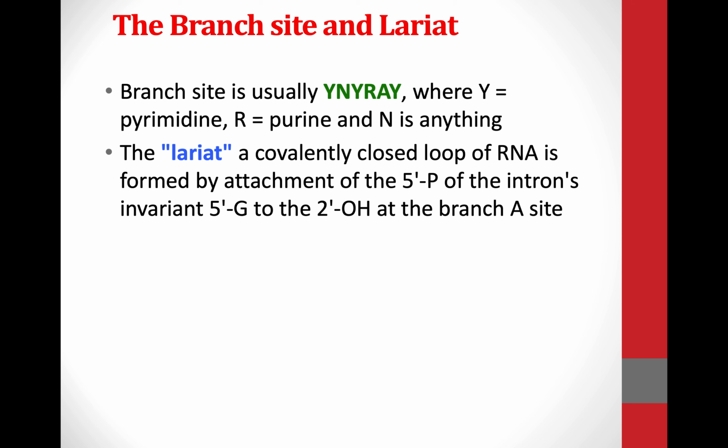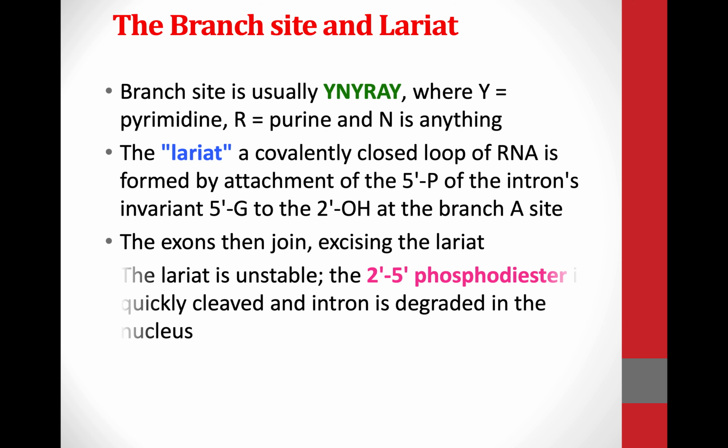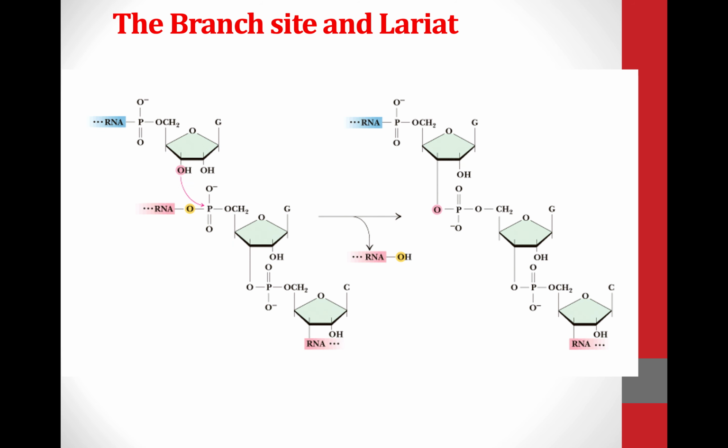The lariat, or the branching that you saw, is a covalently closed loop of the RNA, which is formed by attachment of the 5' phosphate of the intron's invariant 5' G to the 2' hydroxyl, OH, at the branch A site. So when the exons are then joined, the lariat is excised. The lariat is usually unstable after it has been cut off, hence the 2'-5' phosphodiester is usually quickly cleaved, and the intron is degraded in the nucleus. So nothing will be left behind. This is the molecular structure of the branch site and the lariat.